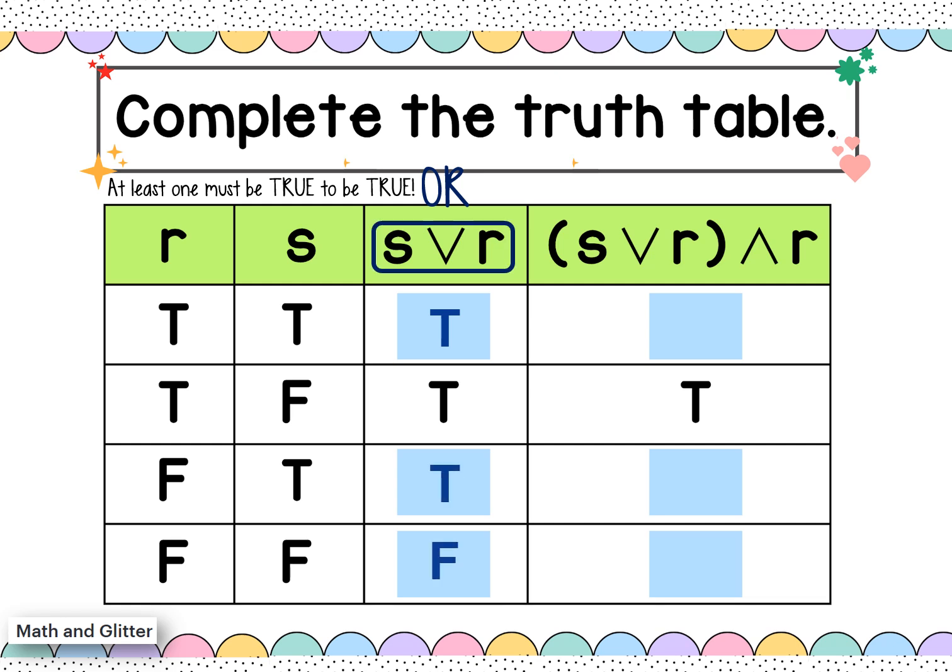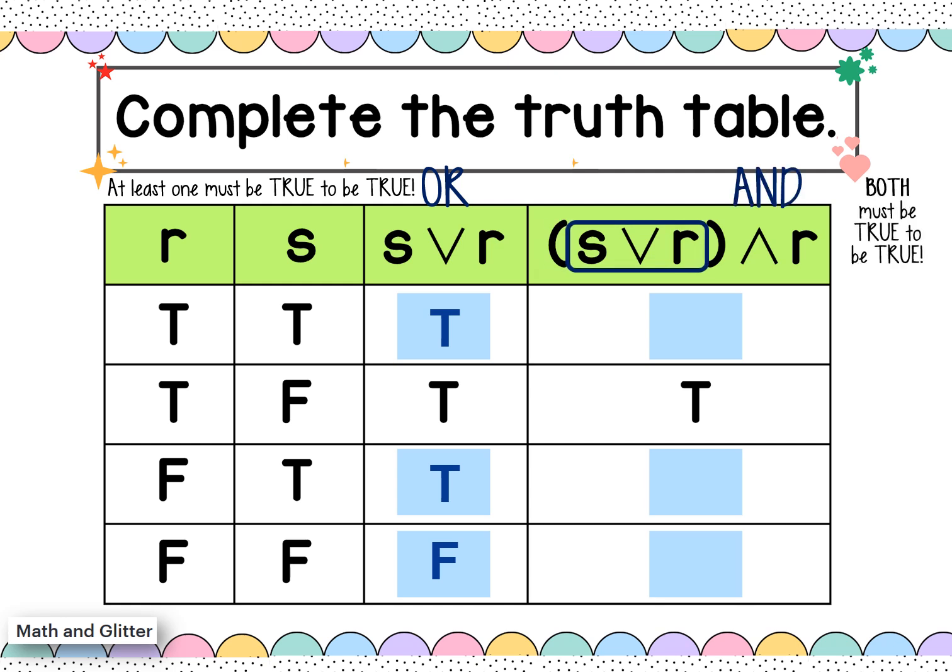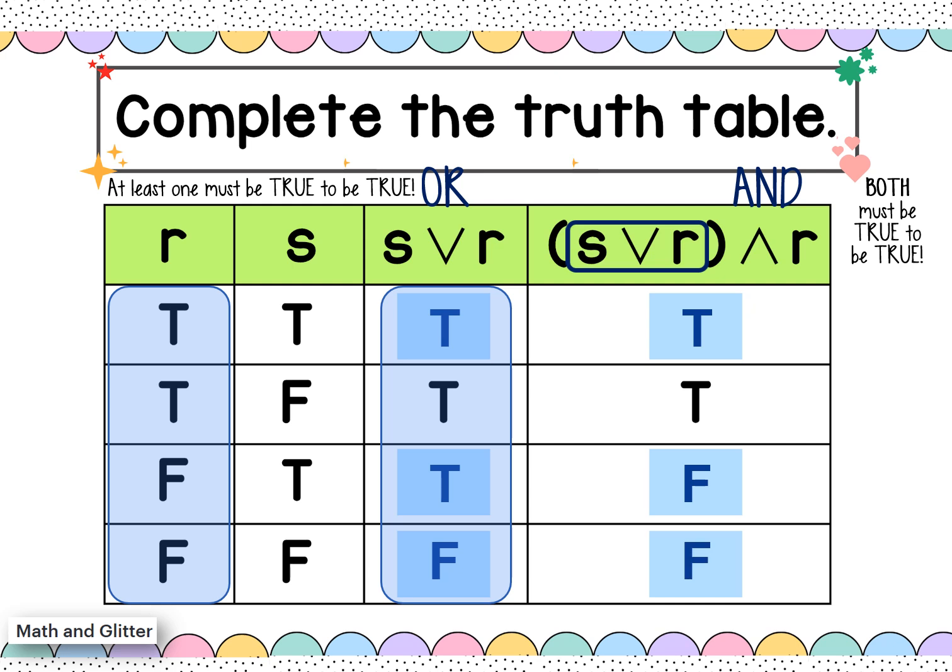Now we're taking this disjunction and we're doing a conjunction with R. So we are looking at those two columns and we're doing an and. So both need to be true. So we've got a true there. Second one is already marked true, and then we have two false.